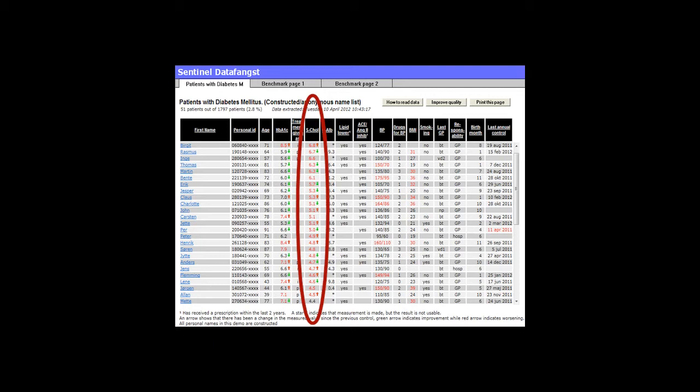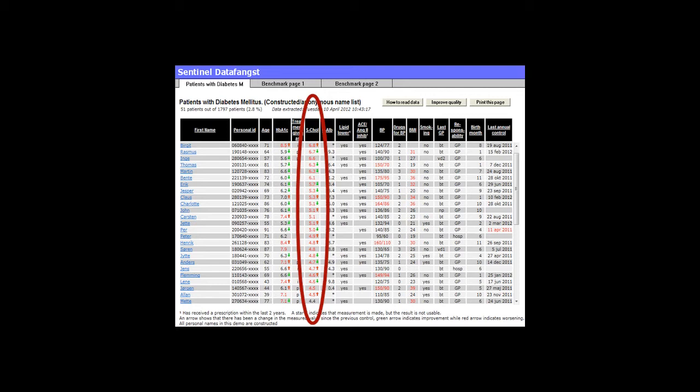And you can see all the patients here should receive lipid-lowering drugs, and about 10 patients didn't receive lipid-lowering drugs. So you can identify the single patient, contact the patient, and start the medication.